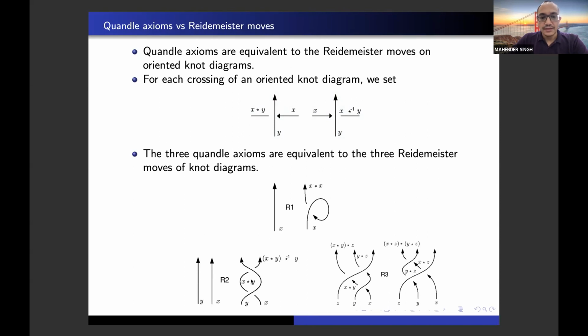And if you follow this rule, it is not difficult to check that the first Reidemeister axiom R1 is equivalent to idempotency. The second is equivalent to this equation, x star y star inverse y is x. I should have labeled this on the left as well. But that is equivalent to right multiplication by y being bijective, being invertible. And if you do the diagram chase for the third Reidemeister move, you see that the leftmost tip here should be the same as the right one. So you get this equality: x star y star z is x star z star y star z. So the axioms are just tailor-made for the three Reidemeister moves.